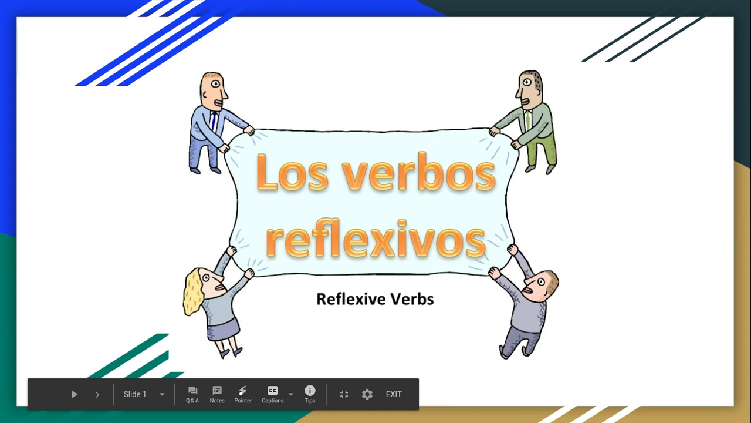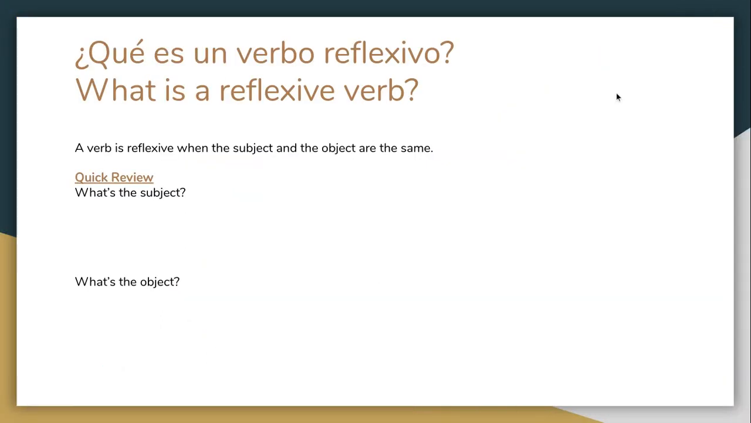Los verbos reflexivos, reflexive verbs. The nice thing about reflexive verbs is you've actually been using them for quite a while. So first question, ¿qué es un verbo reflexivo? What is a reflexive verb? A verb is reflexive when the subject and the object are the same.